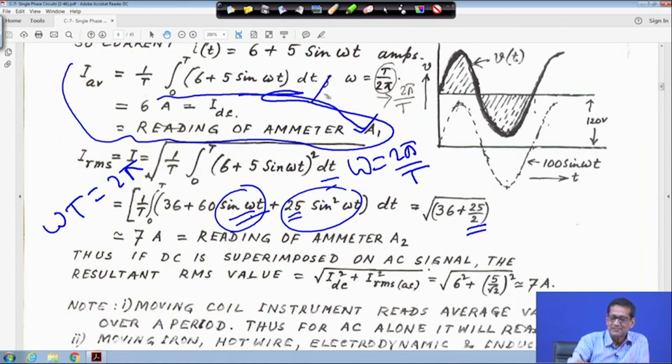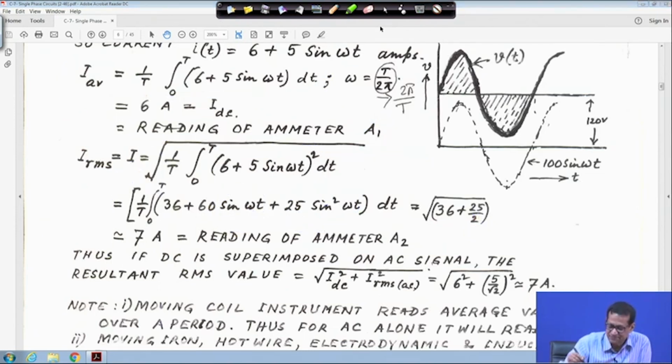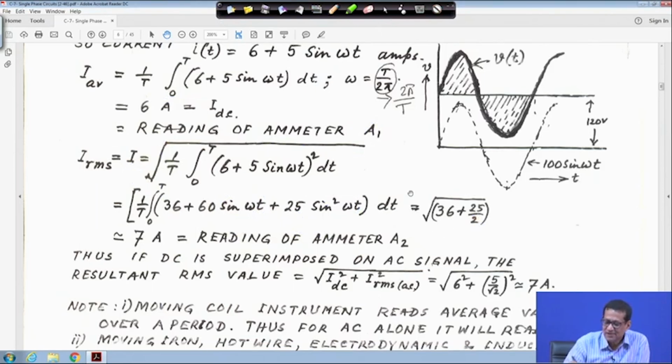Similarly in this integration also you will put omega capital T is equal to 2 pi, right. Because when you integrate sin omega t, it will be minus cos omega t upon omega, and there I put t equal to capital T, and you have to use this and simplify. So you will get root over 36 plus 25 by 2. Whatever comes, it will be around 7 ampere.